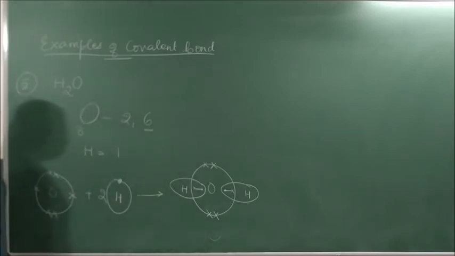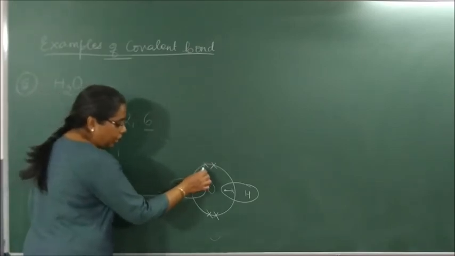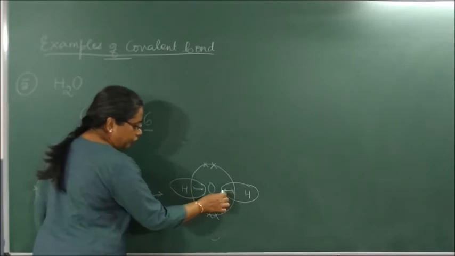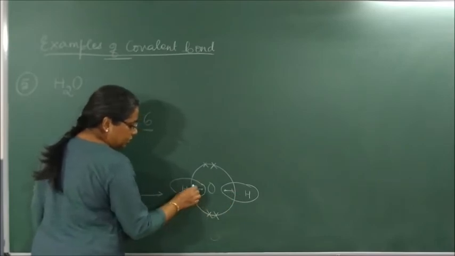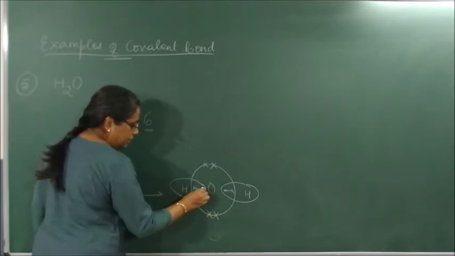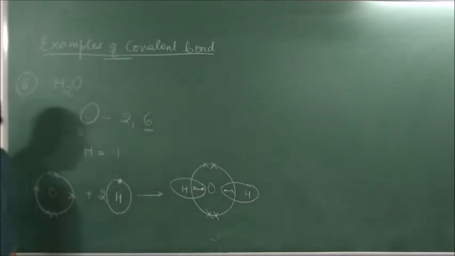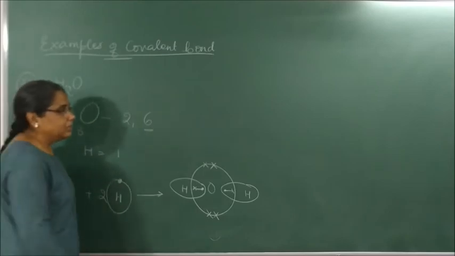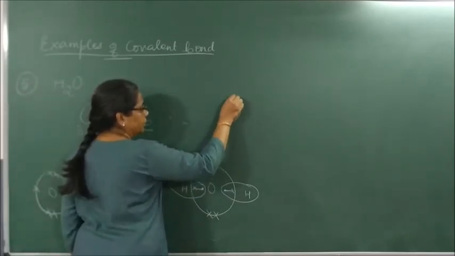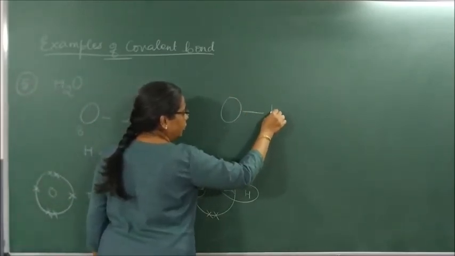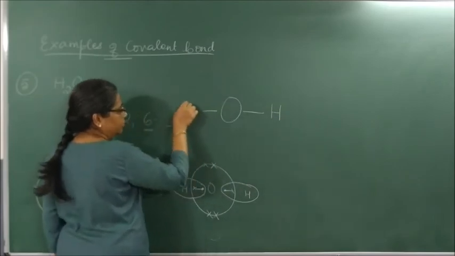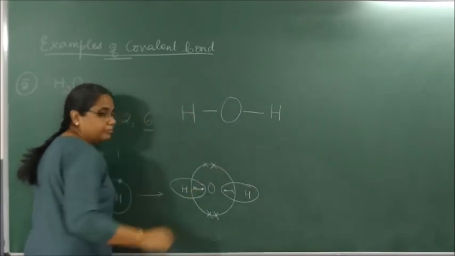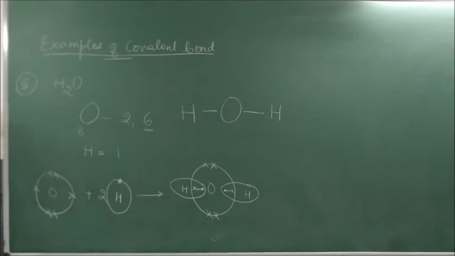So now count the number of electrons: 1, 2, 3, 4, 5, 6, 7 and 8. So it has got all the 8 electrons. Is it clear? So how will we write? We will write the final structure as O, single bond, H, single bond, H. Is it clear? Understood this much? Please write.